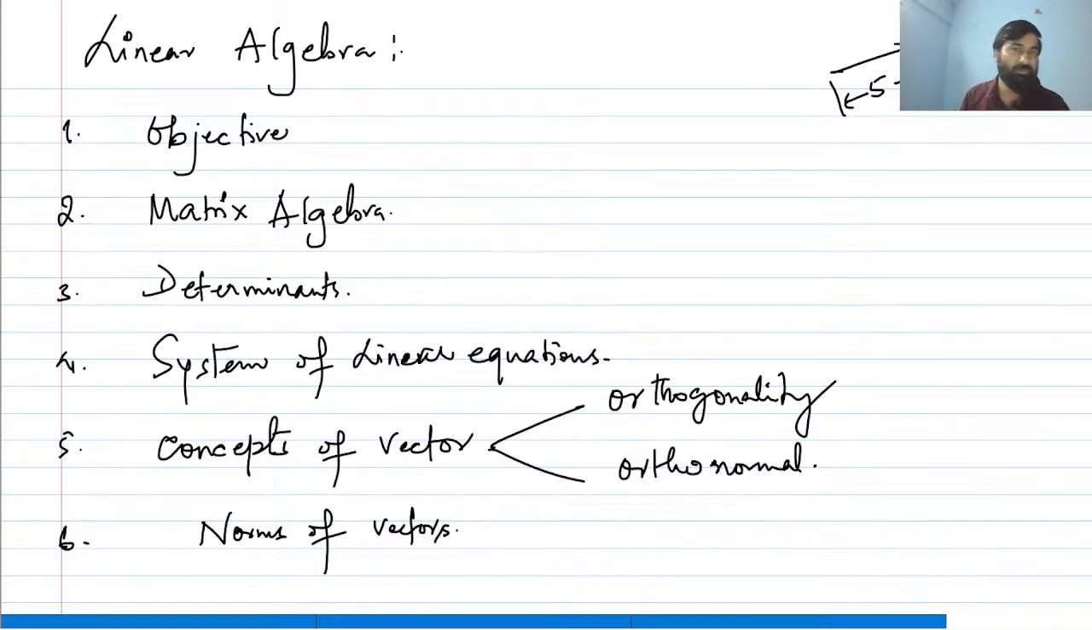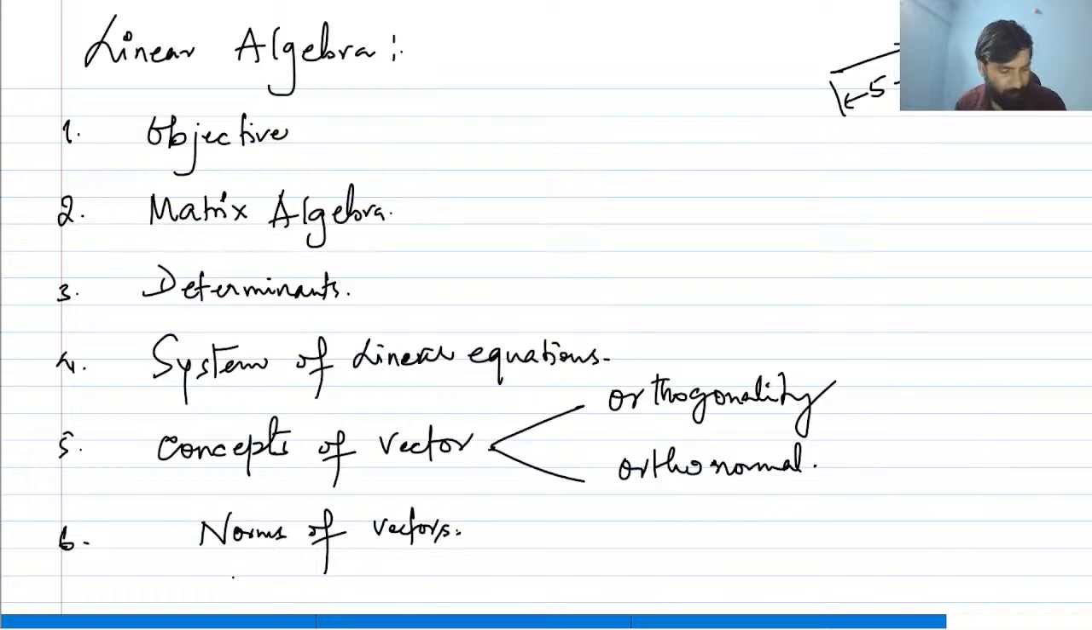So norm is nothing but the size of the vector, that's it. The norm is going to give you the size of this vector, right? So this is the sixth topic that you have to keep in mind, okay?